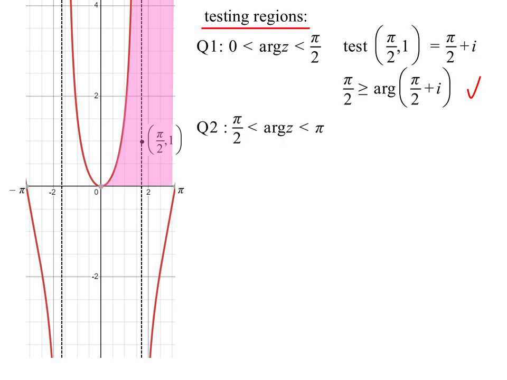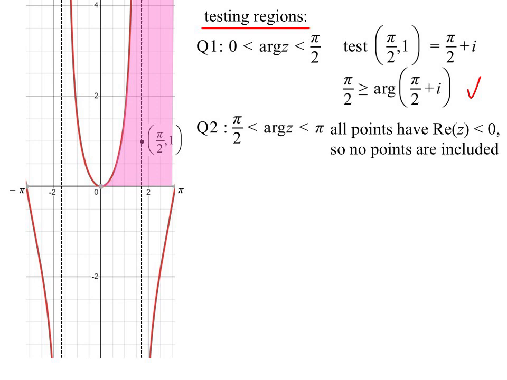Quadrant 2. Pi on 2 is less than argument of z, less than pi. Well, actually in this one, I don't really even need to pick a point because here the argument is always going to be a positive amount and the real part is always going to be a negative amount. There can't be any points in that region that'll satisfy it. So we're not there.